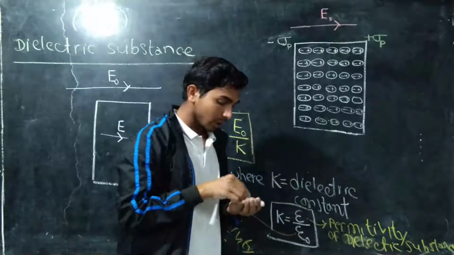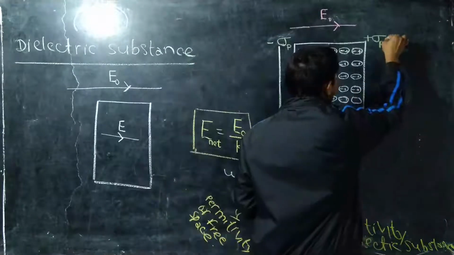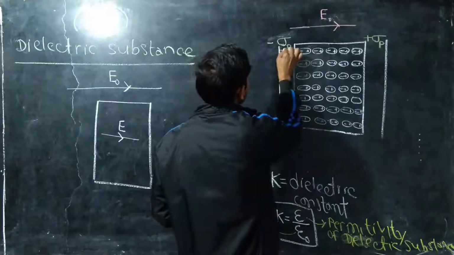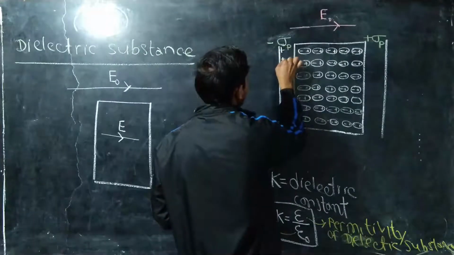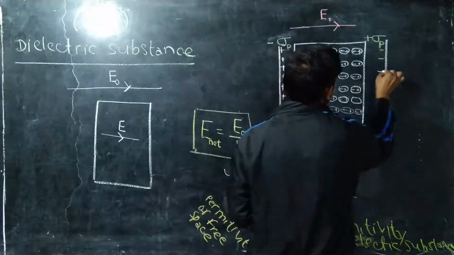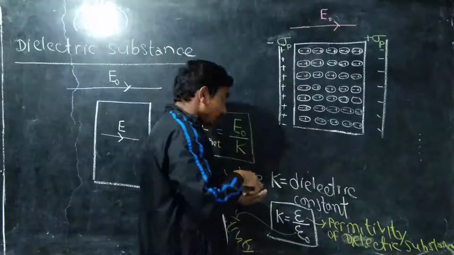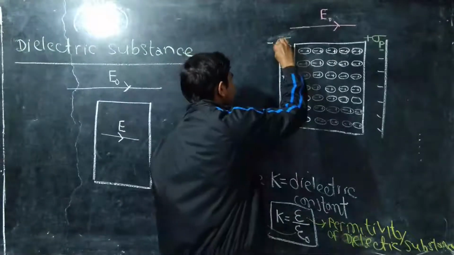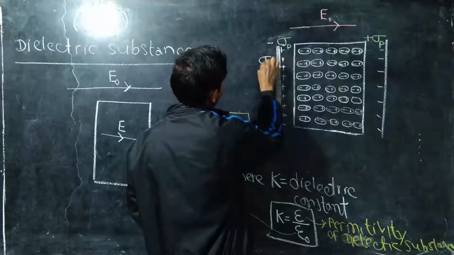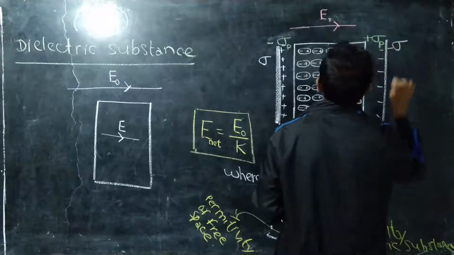Now suppose this is placed inside a parallel plate capacitor. Suppose this is one plate, and this plate has positive charge, and this plate has negative charge. The surface charge density on this plate is sigma, and the surface charge density on the other plate is minus sigma.